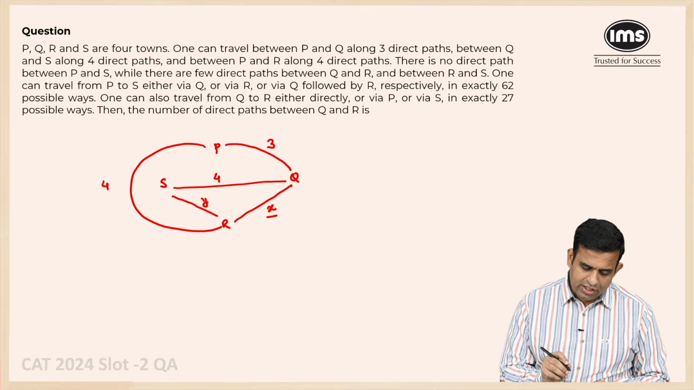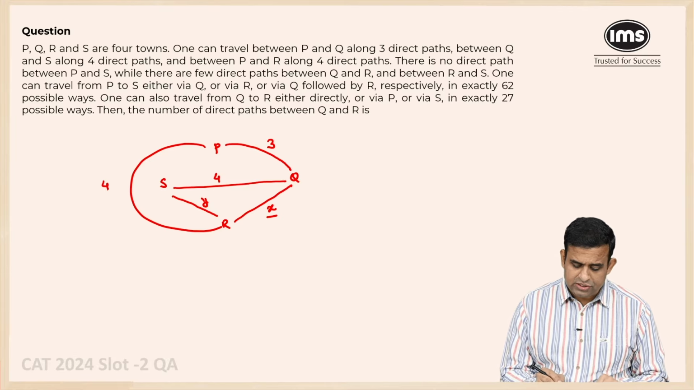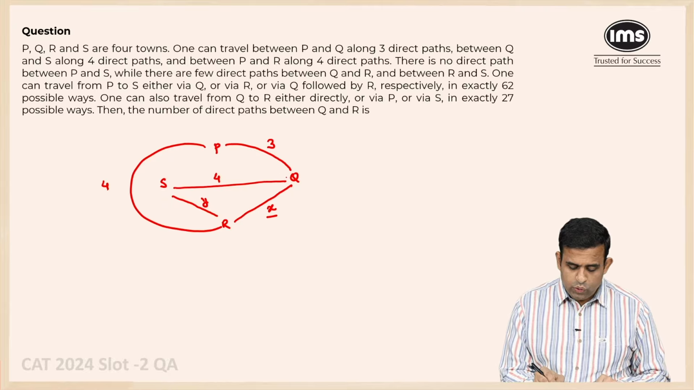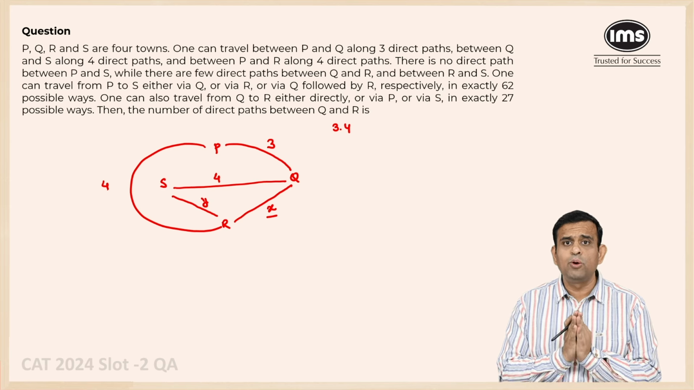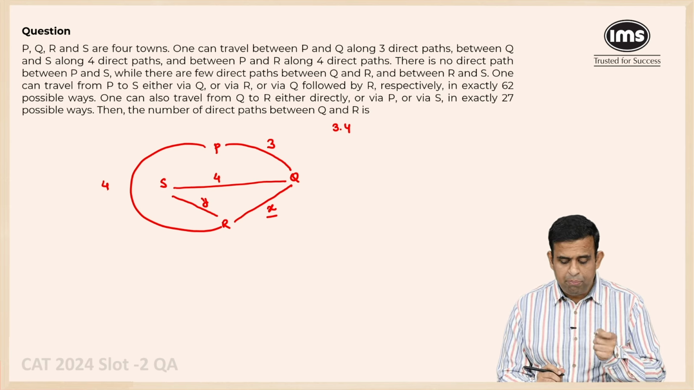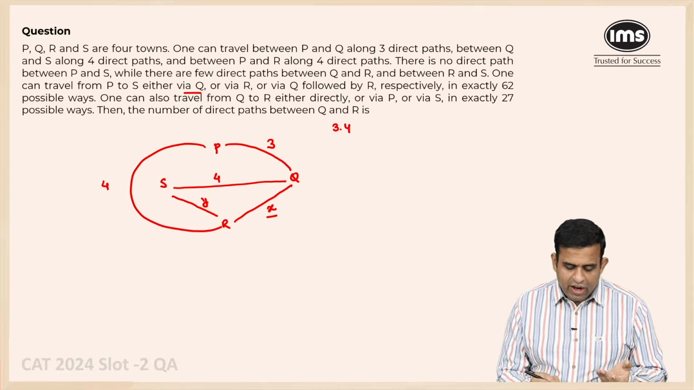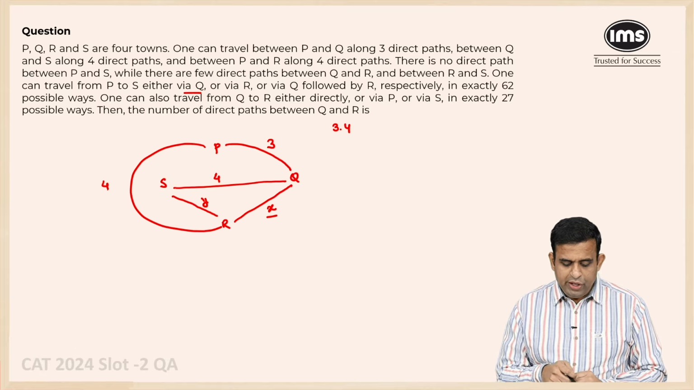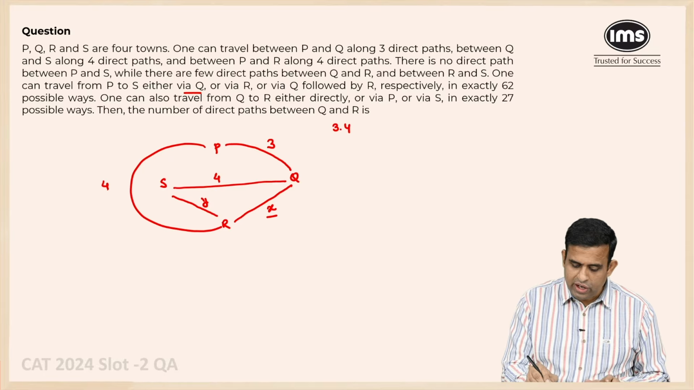So let's see, if I look at this particular part, travel from P to S. I can't go directly from P to S. So I can go from P to Q and Q to S. That I can achieve in 3 into 4 ways. We are using the principle of counting, the AND rule, P to Q and then Q to S. Via R, I can go from P to R in 4 ways and then R to S in Y ways. So 4 into Y.